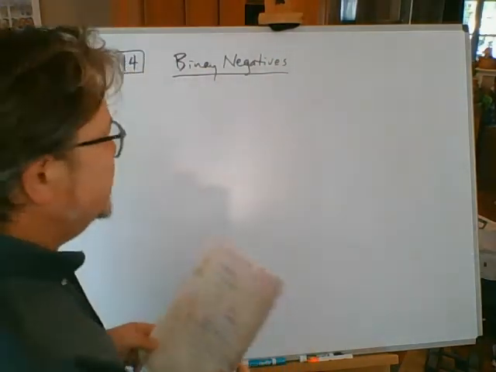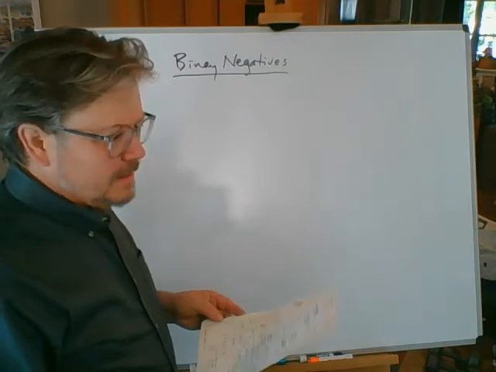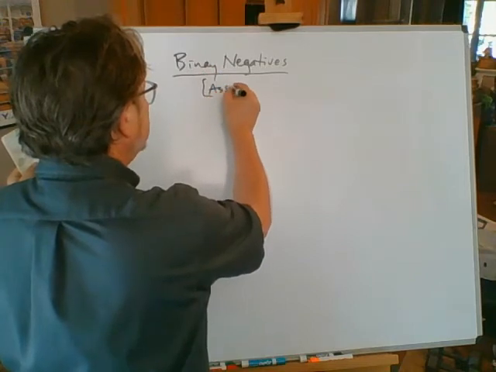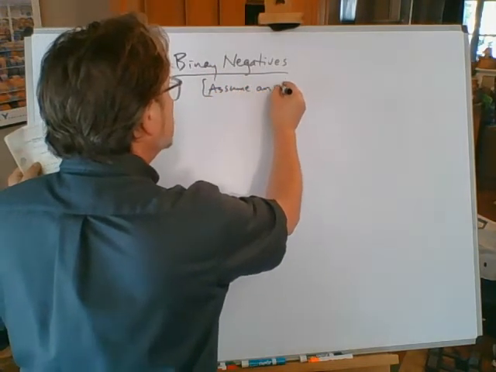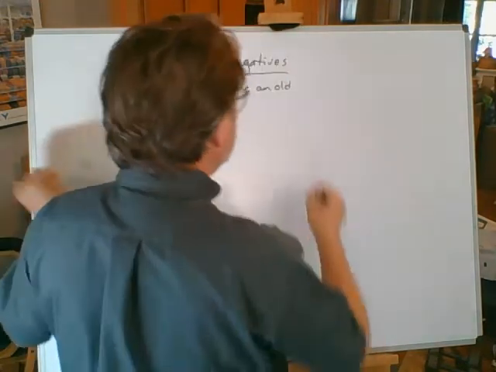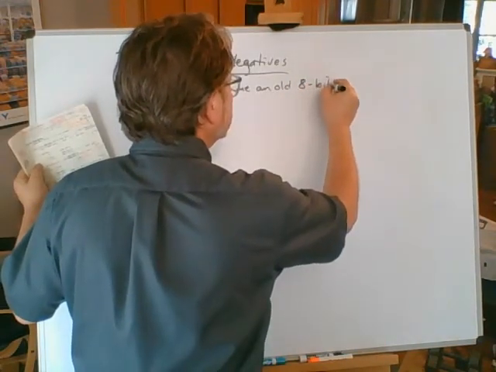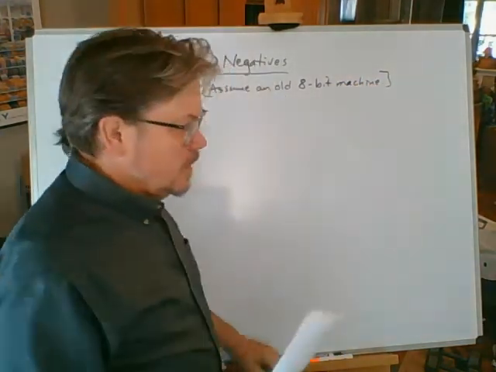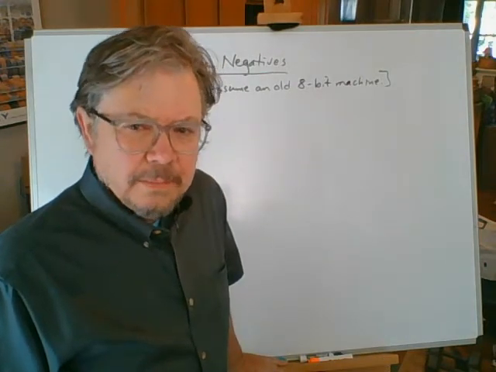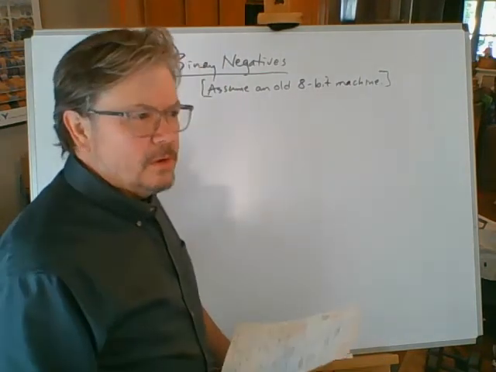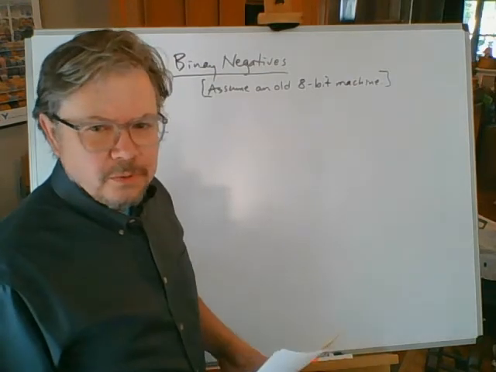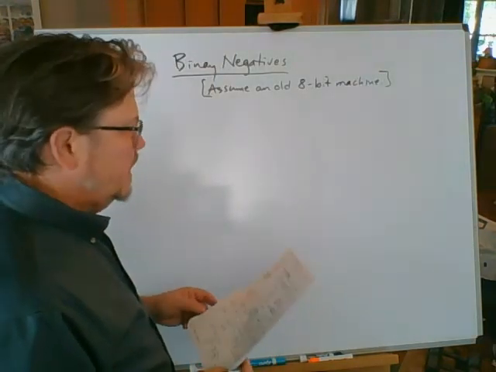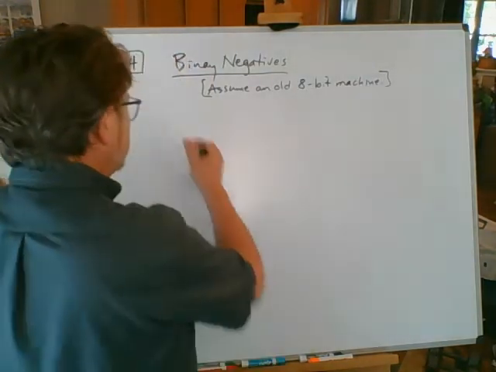How do we represent a negative number? Well, fortunately, that's almost trivial. For these examples, I'm going to assume an old 8-bit machine, which, among other things, means the default size of a number is going to be 8 bits. It just makes it easier to work with. If we can figure it out for 8 bits, then we can do it for 16 or 32 or 64 or any number of bits. So when we make up examples, we don't have to have a lot of bits in a row.